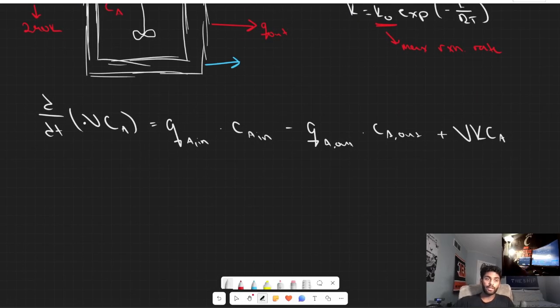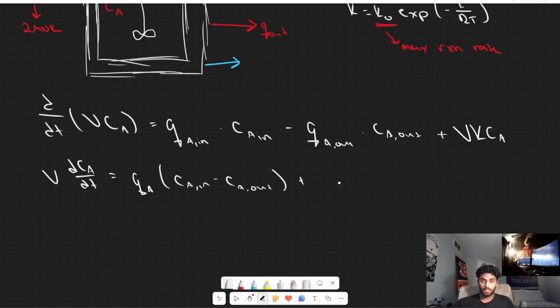So now we see that our volume is going to be constant in our tank. That's defined in our problem. So we'll do something like V dCA dt is equal to, we're assuming that our CSTR is at steady state, meaning that Q in equals Q out equals Q. So I'll just put Q here, Q times CA in minus CA out plus volume times the reaction rate constant times the concentration of A.